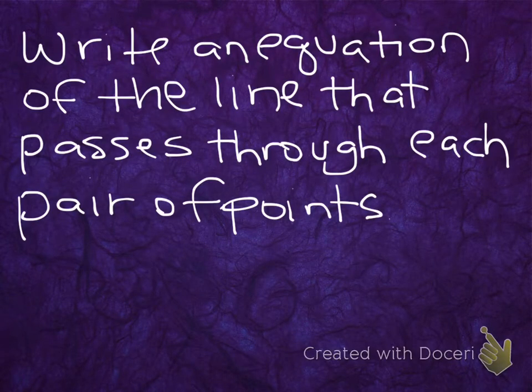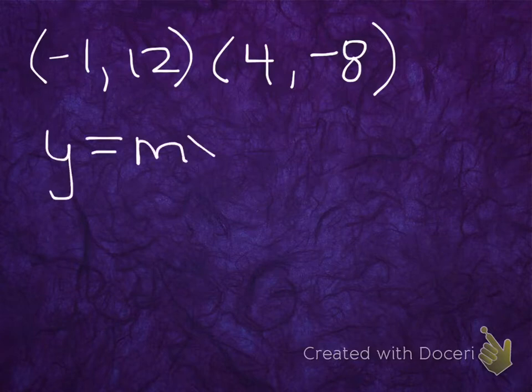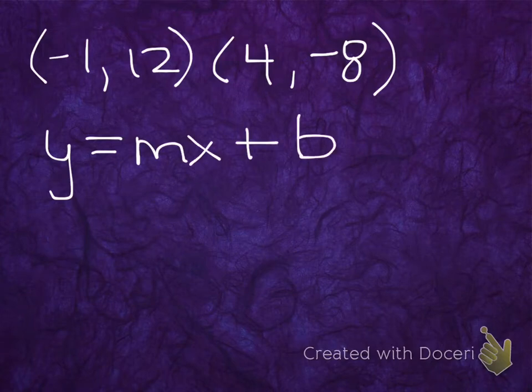Here we're again asked to write an equation that passes through each pair of points. So this time they're not giving us the slope and 1 point, they're giving us 2 points and asking us to write an equation in slope-intercept form. So since we're not given the slope, that's what we need to find first, because we need to plug in a value for m that we find and a value for b so that we have our equation.